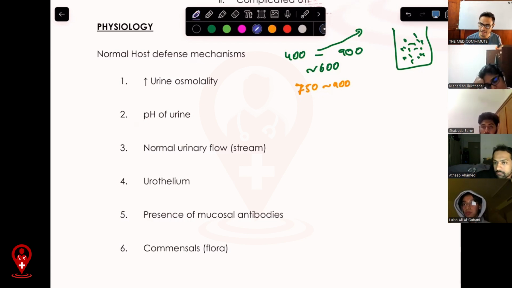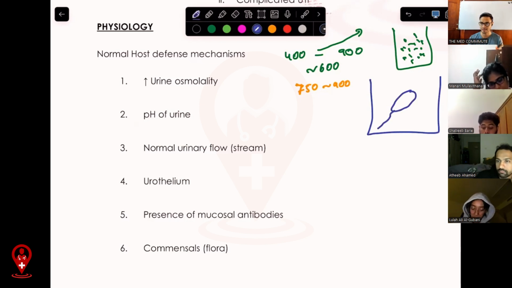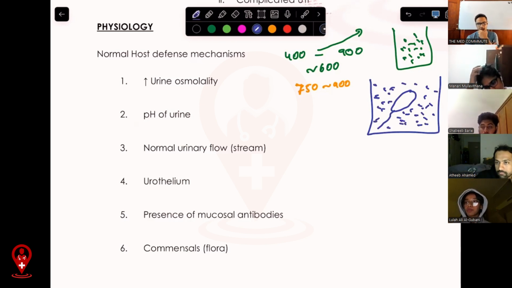What is happening here, guys? If we take a look at this sample, let's say there is a bacterium inside, and now the urine osmolarity is high, around 750 to 900 milliosmoles per kilogram. You have all studied diffusion and osmosis. When the concentration of solute outside is high, the bacterium will start losing water. Water leaves the bacterium and comes into this medium.